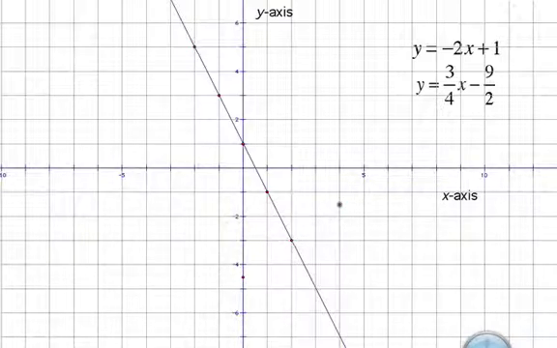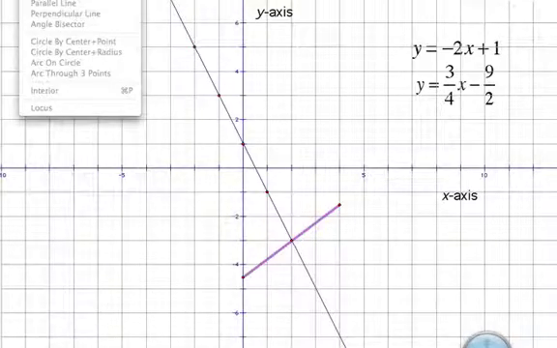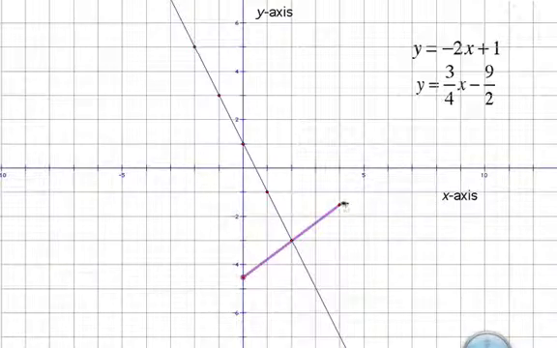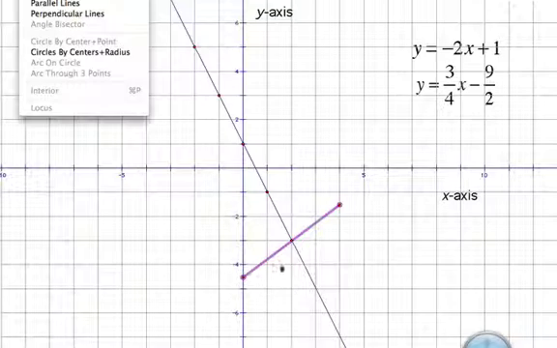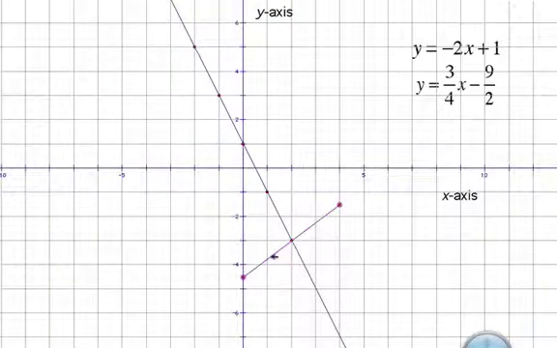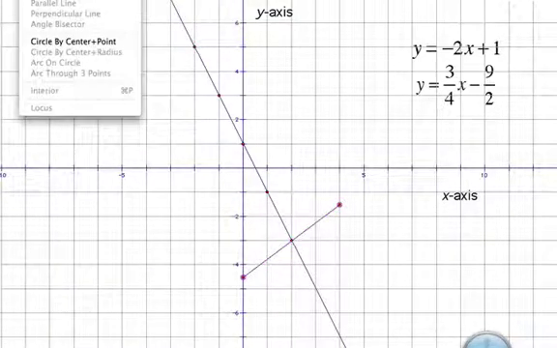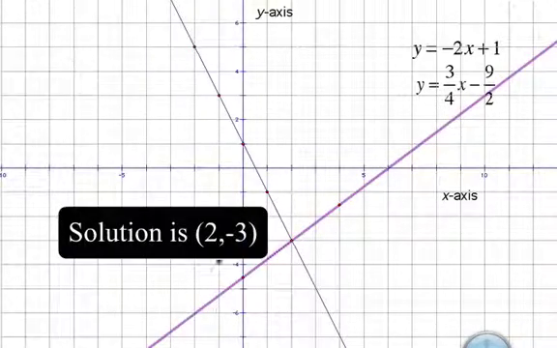And so now when we construct this line, we should have made that a line. Then you'll note that the solution for this linear system is 2, negative 3.